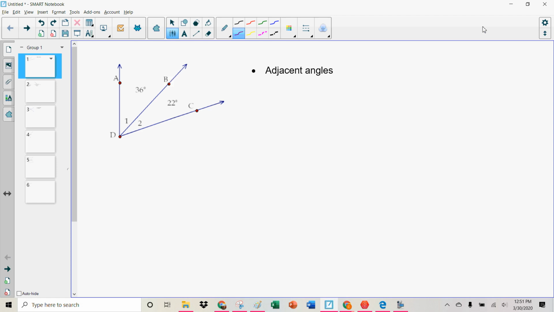First, vocabulary. Adjacent angles are when we have two angles that share a side. Notice in this picture that angle 1 and angle 2 share the side, so therefore they are adjacent angles. If we were to separate the two angles, then they are no longer adjacent.